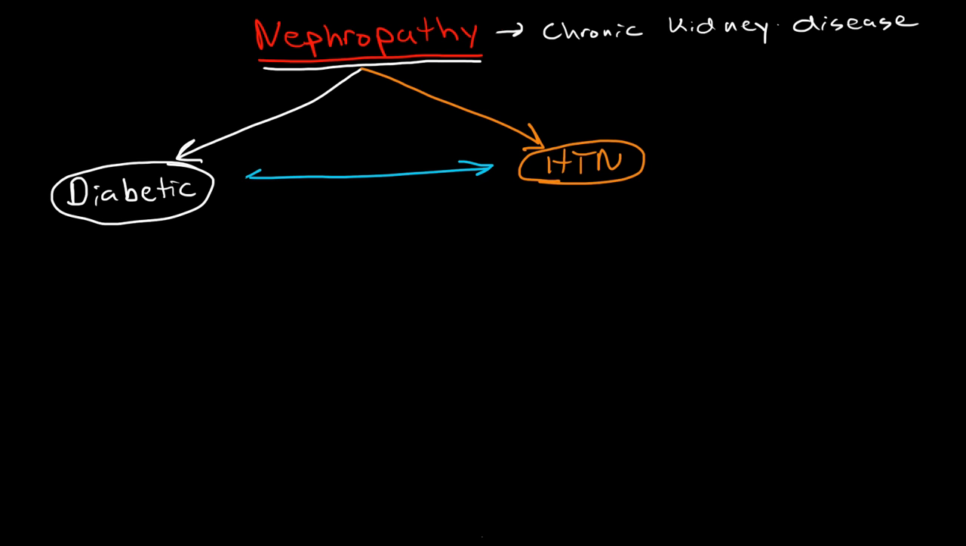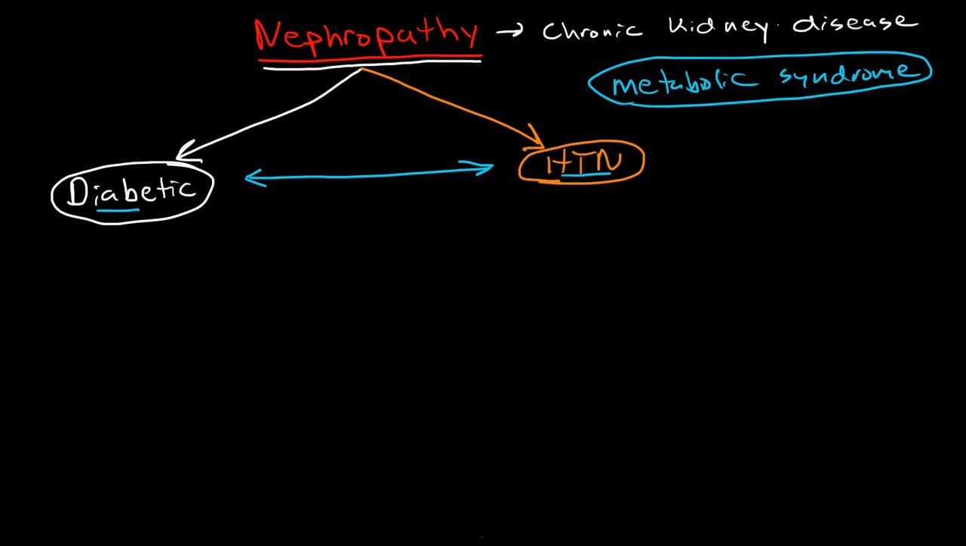So in this day and age, diabetes and hypertension sort of come hand in hand and are both involved in metabolic syndrome. And so these diseases can both sort of coexist and exacerbate each other. Okay, with that being said, in this video I'm going to focus primarily on hypertensive nephropathy, and in the next video I will talk more specifically about diabetic nephropathy.